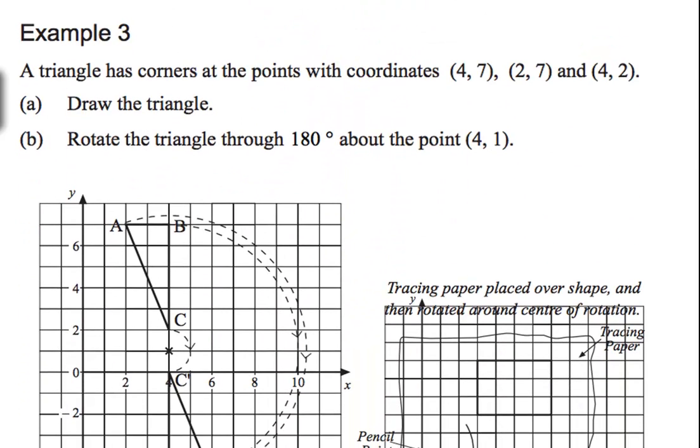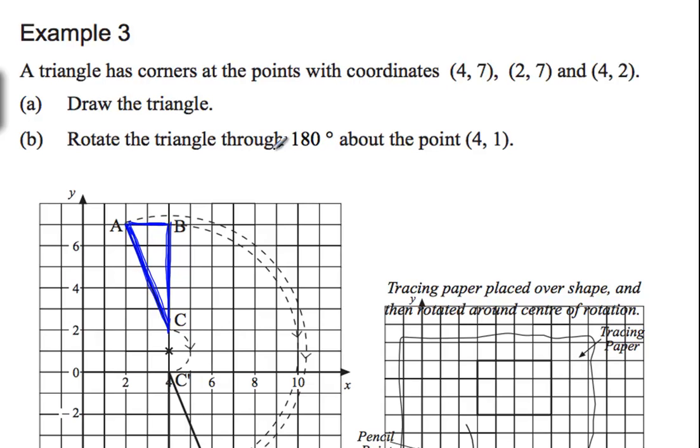Example 3. A triangle has corners at the points with coordinates (4, 7), (2, 7), and (4, 2). Draw the triangle. Okay, so we have the triangle here. I'll just highlight it to make it perhaps easier to see on the computer screen. This is far from perfect, but hopefully makes it easier to see. Okay, so there's the original triangle.